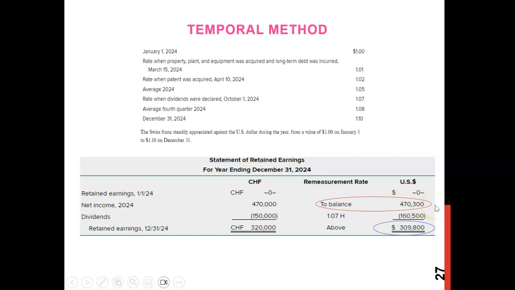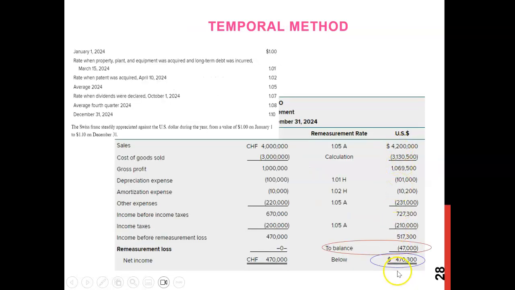We can also adjust it if it's the second year, when we have a beginning retained earnings. But it's the first year, so beginning retained earnings is 0, and we add back dividends to get the net income number. So net income is also a composite to balance the statement of retained earnings. Just see and remember this dollar net income, which is 470,300. We'll copy this dollar net income and paste it on our dollar income statement.